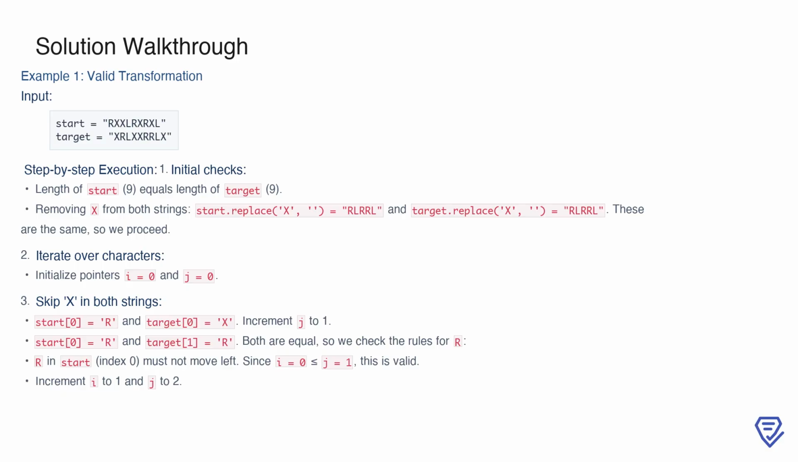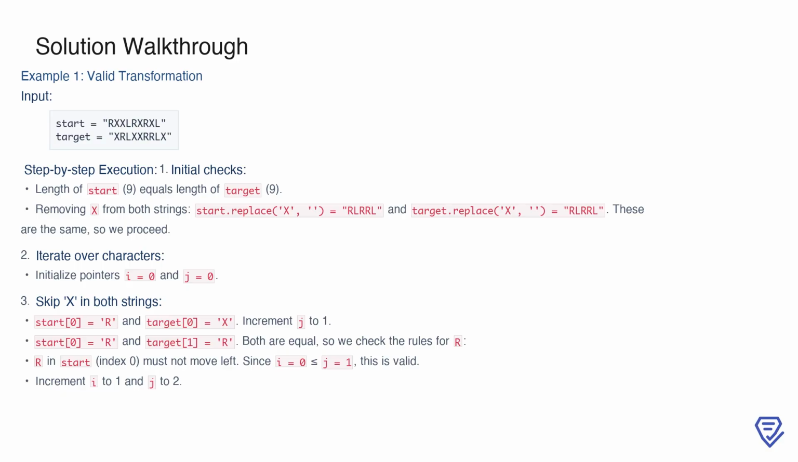Now, we initialize two pointers, I and j, both starting at 0. These pointers will help us traverse through the start and target strings respectively. The goal is to compare the non-X characters while skipping over the X's in both strings. For the first character, we see that start 0 is R, but target 0 is X. Since these don't match, we increment j to skip over the X in target. Now start 0 is R and target 1 is also R, so they match.